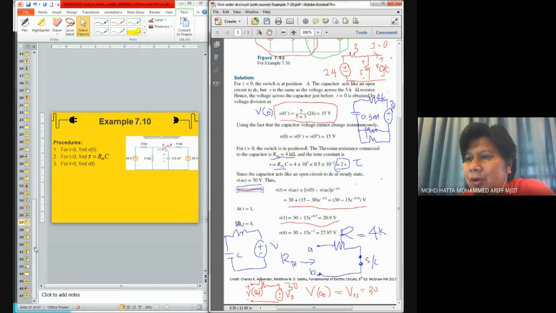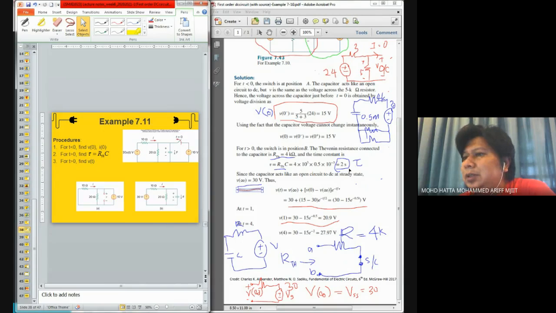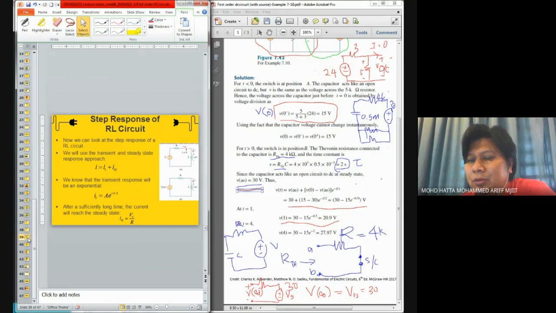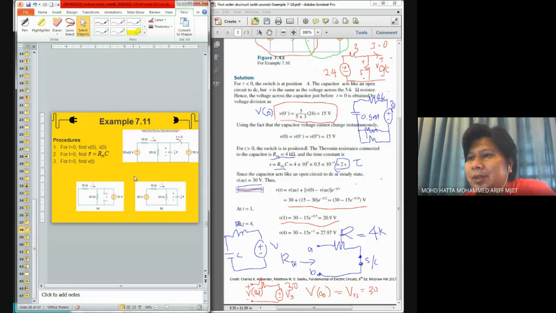Okay, that's example 7.10. Example 7.11, later on you have a look by yourself what's going on over here. I would like to continue on RL circuits, where later I will show you the example of step response of an RL circuit. Example 7.11, I've already put it in e-learning. You can also find it in your textbook.